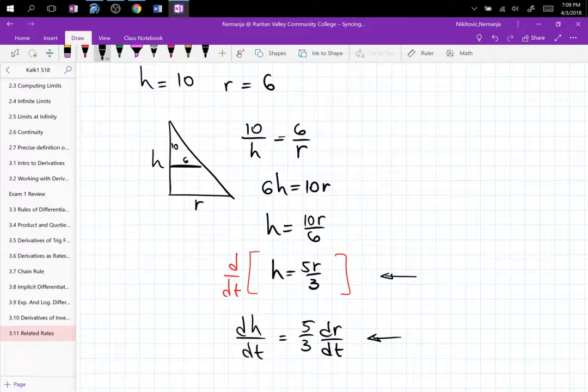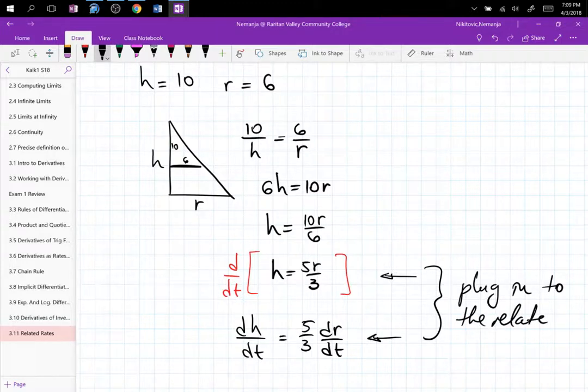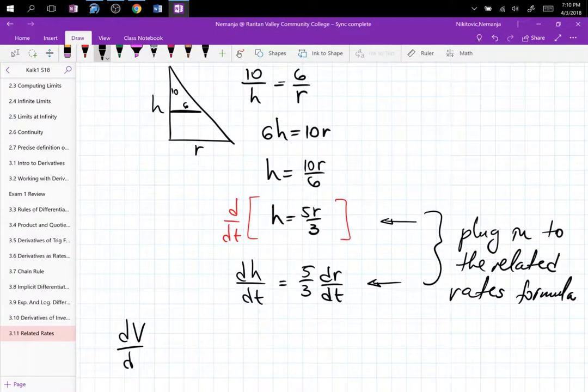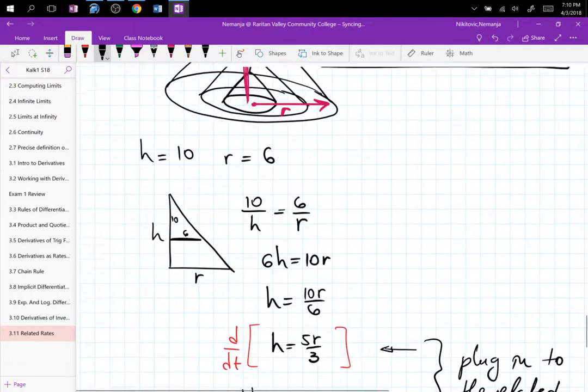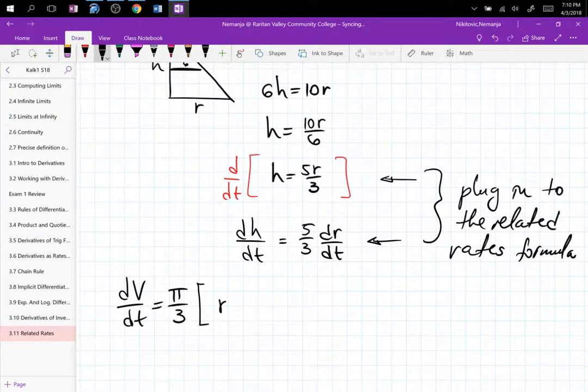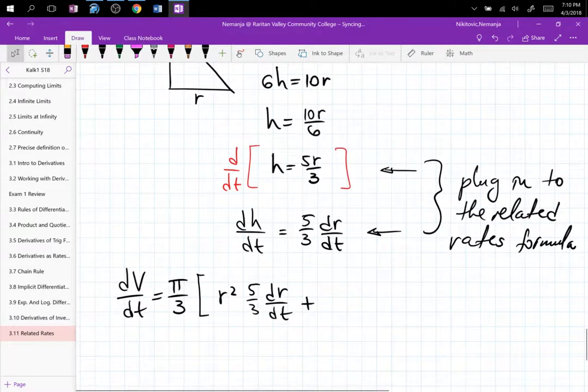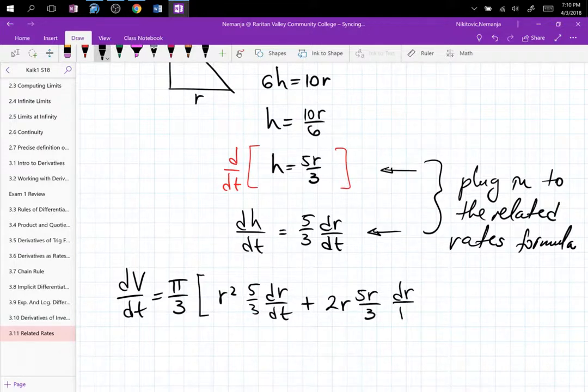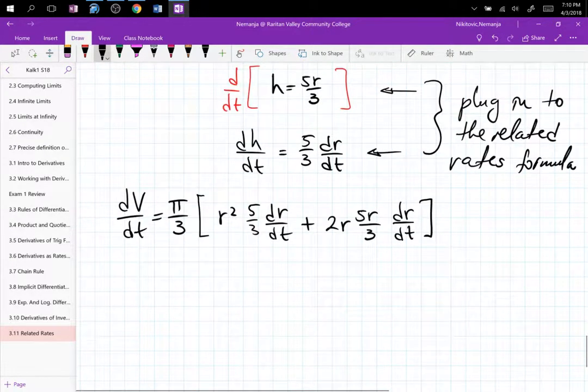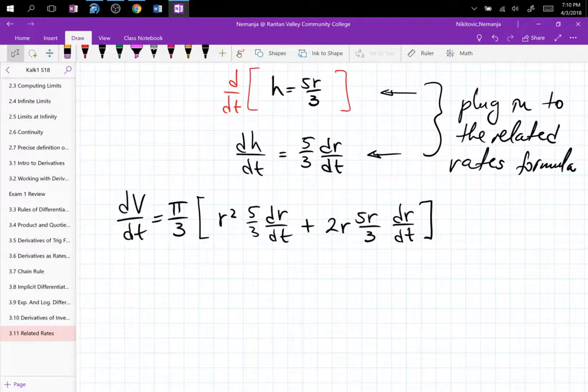And now this and this plug into the related rates formula. And you immediately eliminate a lot of variables. So now dV/dt is pi over 3, and now I am replacing every h. So I have my r squared, and instead of dh/dt, I have 5/3 dr/dt, plus now I have 2rh. Okay, 2r, and instead of h, I have 5r over 3. And then I have dr/dt. Yeah, good.